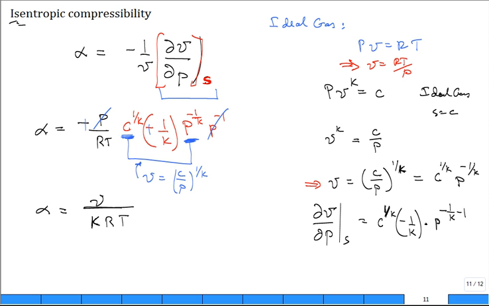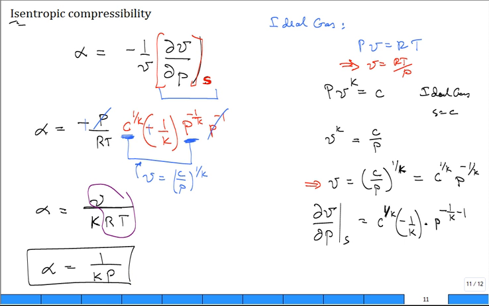Did I botch it or does that look okay? Looks fine? And then somebody says, I think I can simplify this term right here. True? What is V divided by RT? 1 over P? So alpha is equal to 1 over Kp. For what? An ideal gas. Isentropic compressibility of an ideal gas. Okay? All right. Well, with that, I think I'll go ahead and stop because I don't have enough time to get into Joule-Thomson. We'll get into Joule-Thomson next time. Thank you.